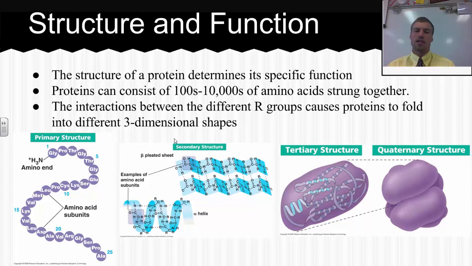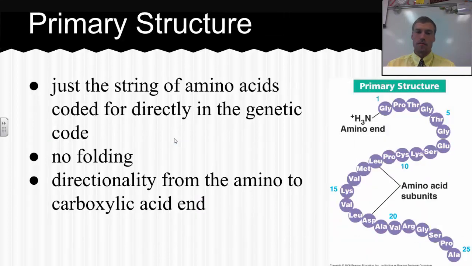And proteins can be as small as a couple hundred or less amino acids, or they can be up to tens of thousands of amino acids long. And so because of that, there's a lot of variation in terms of what proteins can do because they can be structured very differently from each other. Now, the interactions between the different R groups are going to cause proteins to fold into different three-dimensional shapes, and it's those shapes that actually inform their function. But the reason why they fold is due to their R groups.